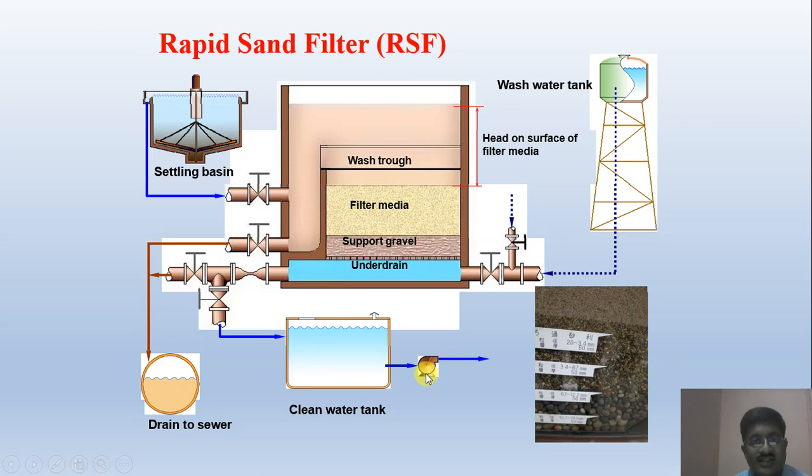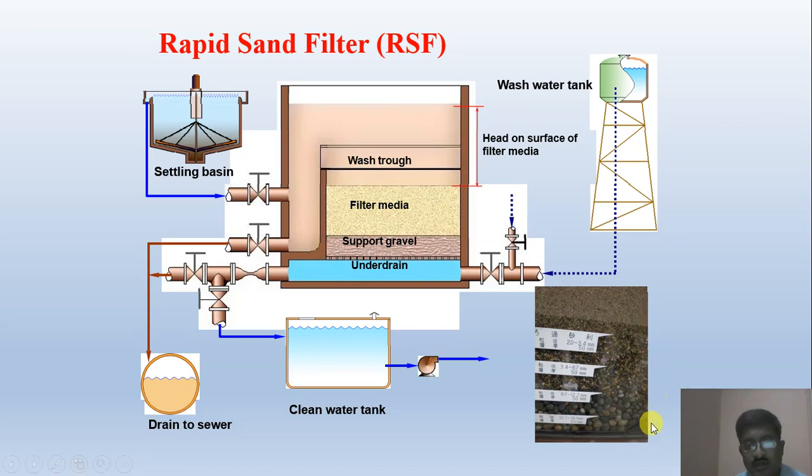Then second is the rapid sand filter, where you can see the various arrangements. The wash tub is there, filter media, support gravel, under drain. Then, as the name indicates, rapid filtration is done. You can see here the water which is washed is sent to the drain or sewer. Clear water is brought to the water tank and sent to the next stage.